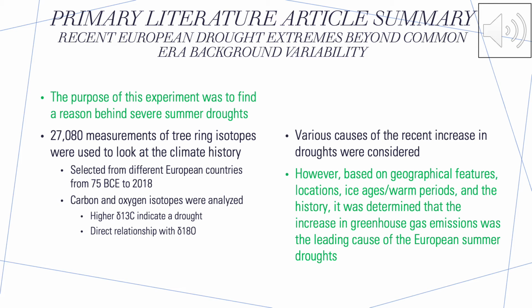A higher carbon isotope indicates a drought because conditions with limited moisture produce heavier isotopes. Different techniques are used to determine oxygen isotopes, but the overall trend is the same. Various causes of the recent droughts were considered, for example, volcanic eruptions. However, based on geographical features, locations, ice ages, and warm periods, and the history that was determined in this experiment, it was determined that the increase in greenhouse gas emissions was the leading cause of the European summer droughts.